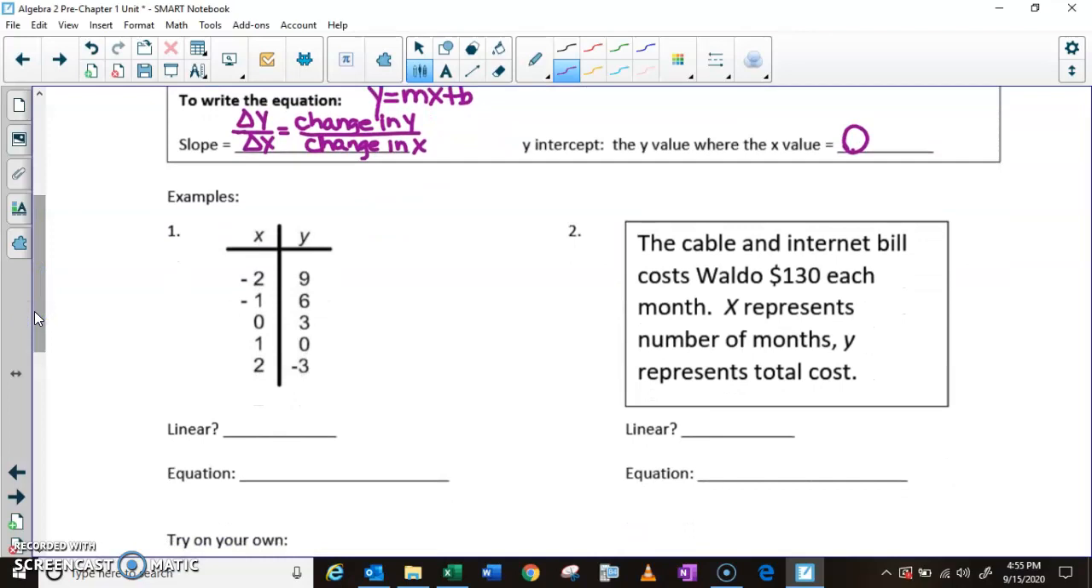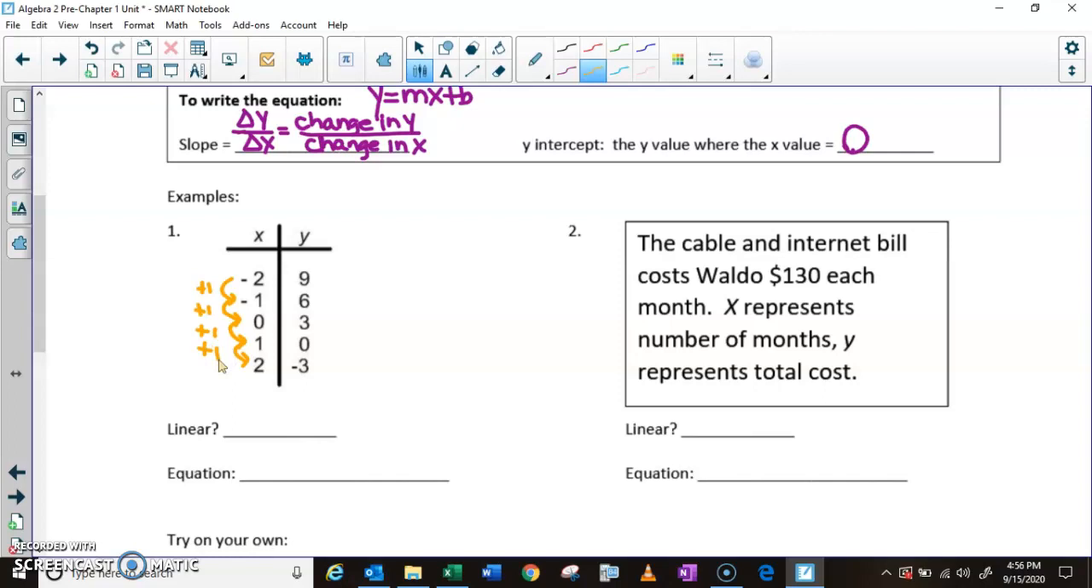All right, so let's give this a shot, given a table. The first thing you want to do is take a look at the table, and we want to determine from this table, is there a pattern? So look down your x column. From -2 to -1, do I add or subtract the same value? Here I added 1. From -1 to 0, I added 1. From 0 to 1, that's an increase of 1. From 1 to 2 is an increase of 1. So down the x column, it looks like we are increasing by 1.